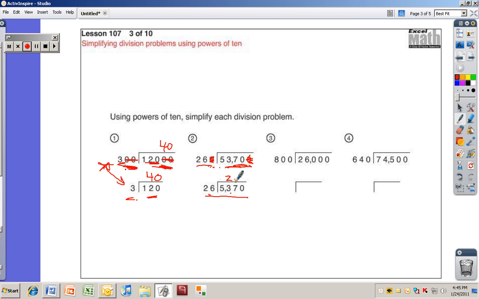Twice. What's 2 times 26? 52. There we go. Subtract and get? 17. How many times does 26 go into 17? 0. Bring down the 0.